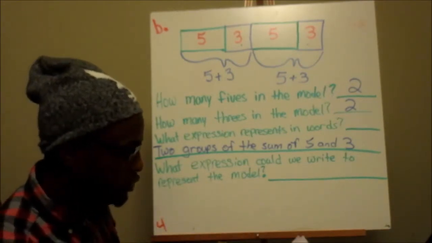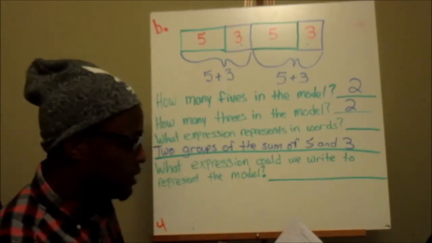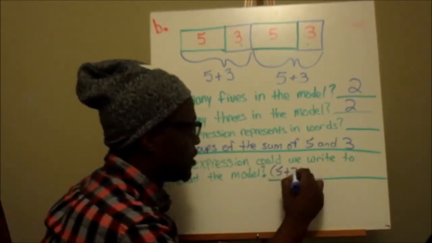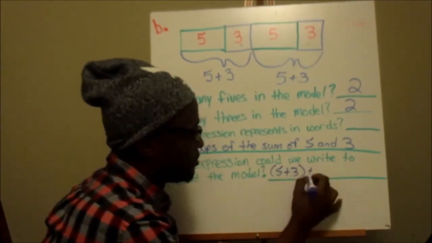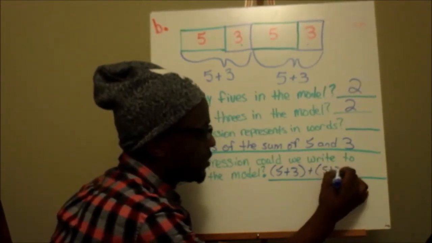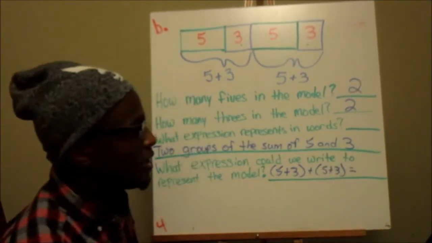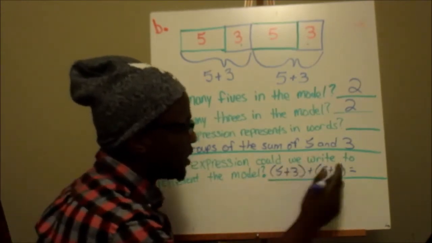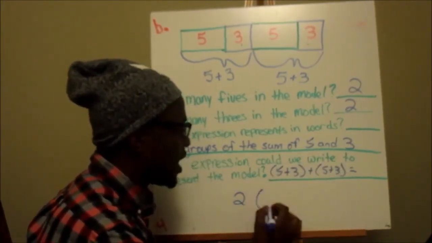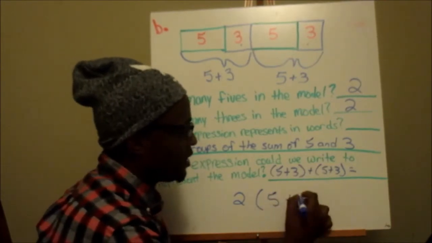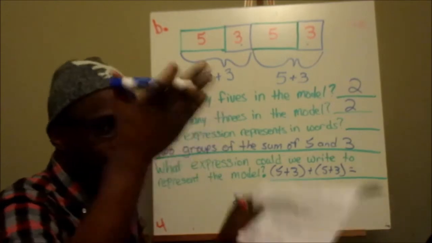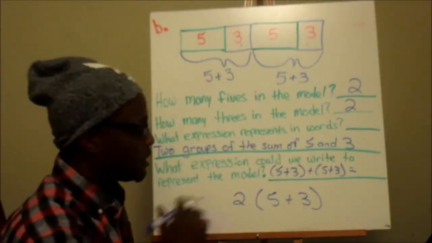So what expression could we use to write this? We could write 5 plus 3 plus another 5 plus 3. Well, if we think about our multiplication rules or the distributive property, we can say we have 2 times 5 plus 3, right? Because that means two groups of 5 plus 3. So we multiply 5 plus 3 times 2.